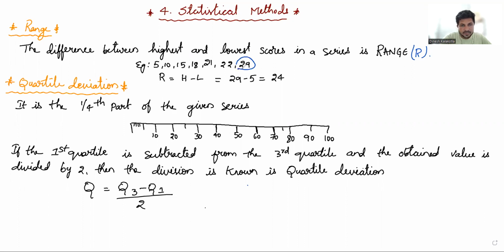29 is the highest, and 5 is the lowest. So 29 minus 5 is equal to 24. R is 24, which is the range of the given data, right? So we call this the range. Next is quartile deviation. What is quartile deviation? It is the 1/4 part of the given series.